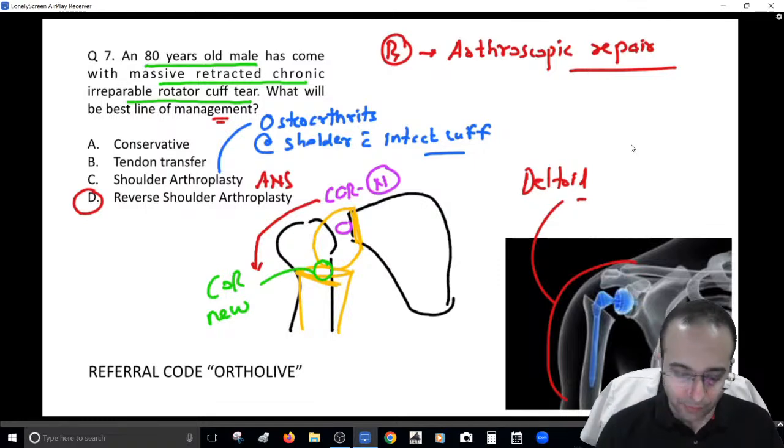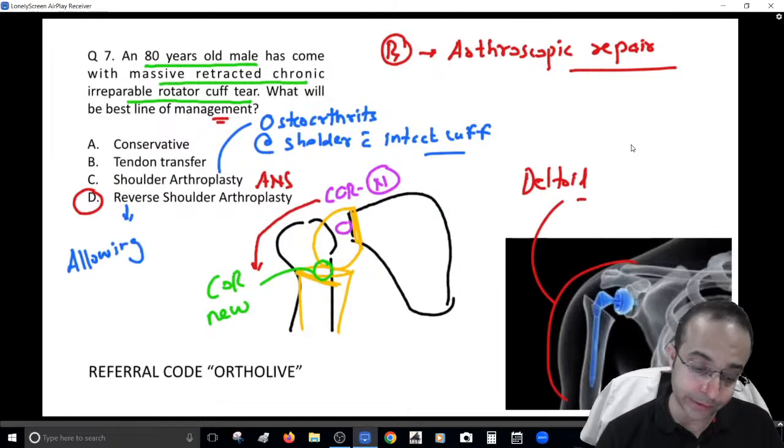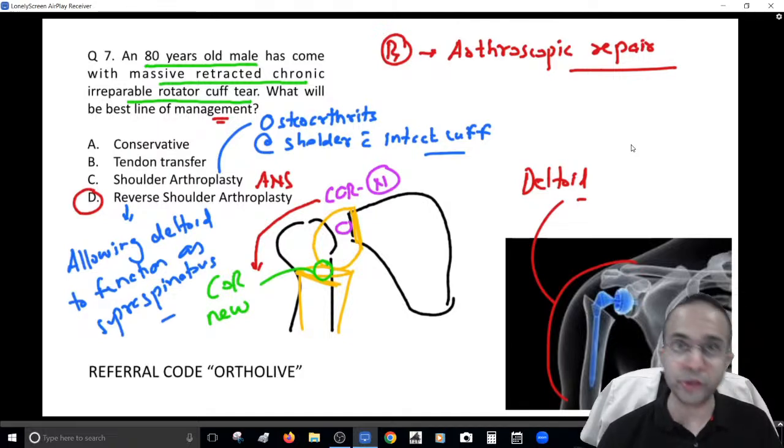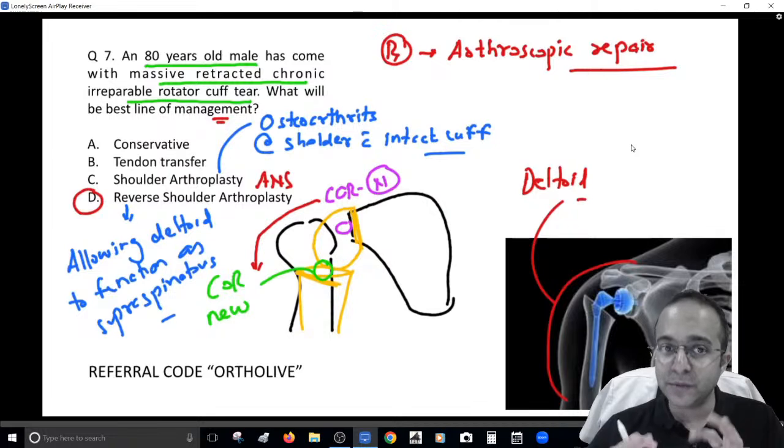So basically, what is reverse shoulder arthroplasty doing? Allowing deltoid to function as that muscle, supraspinatus, making it more powerful, allowing deltoid alone to initiate abduction. So are you guys clear with that?